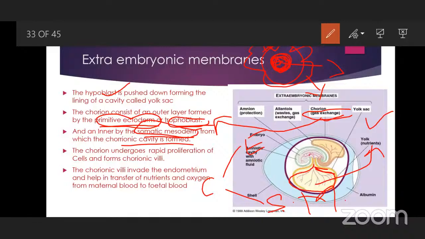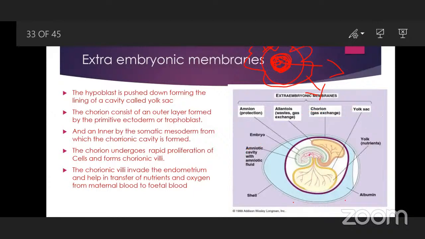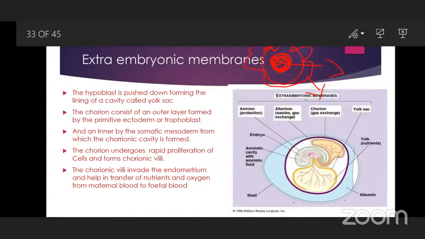So the chorion undergoes rapid proliferation, that is, it undergoes mitotic division and forms chorionic villi. If this is the chorion layer, then it undergoes mitotic division and will be forming the chorionic villi-like structure, which will be helpful in absorption of nutrients or the exchange of gases by the process of diffusion. So as we know, the function of the chorion is exchange of gases.